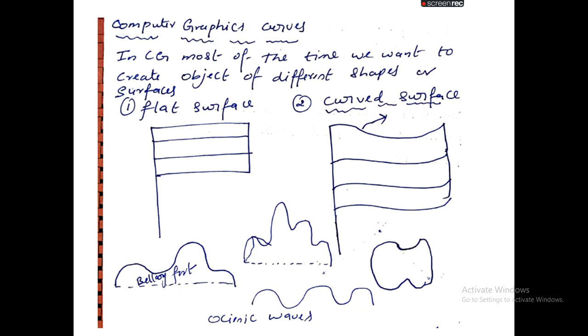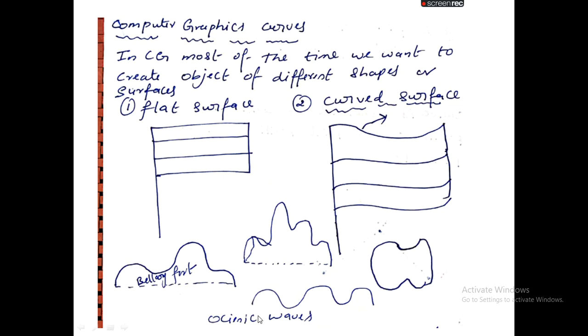But when the situation demands creating a curved surface, then we need to learn how to create curves in computer graphics. Our curve can have various structures. The curve can be an arc shape, or it can be like our Ballari fort. We are from Ballari, our native place. The famous place in our Ballari is the Ballari fort. If you see the Ballari fort, this is the best example of curved surfaces.